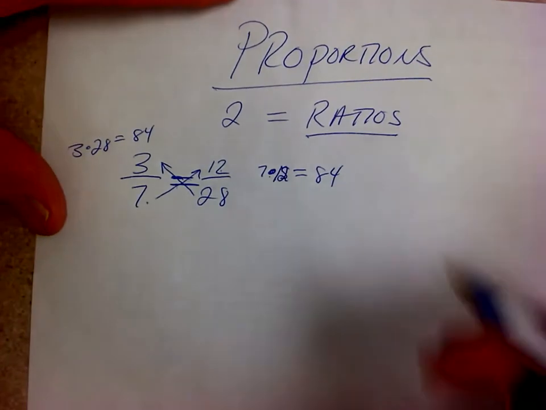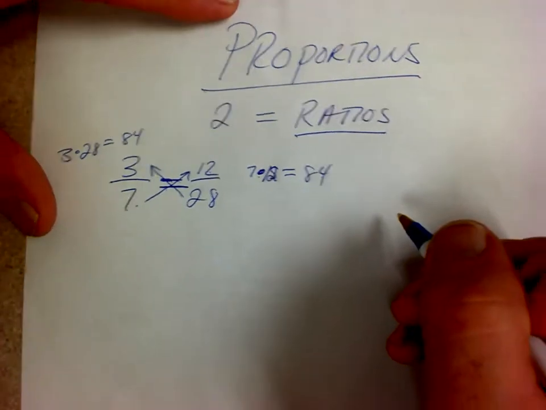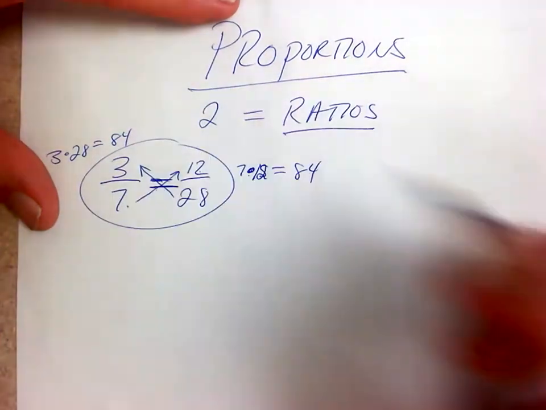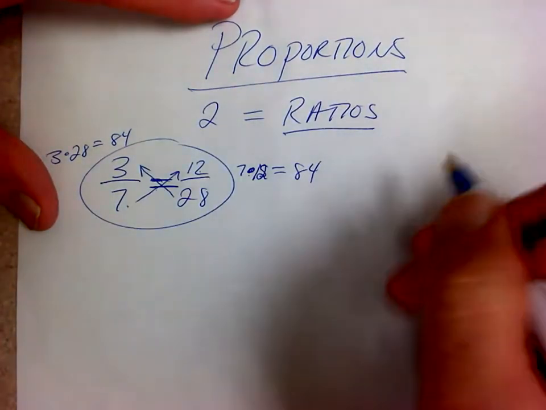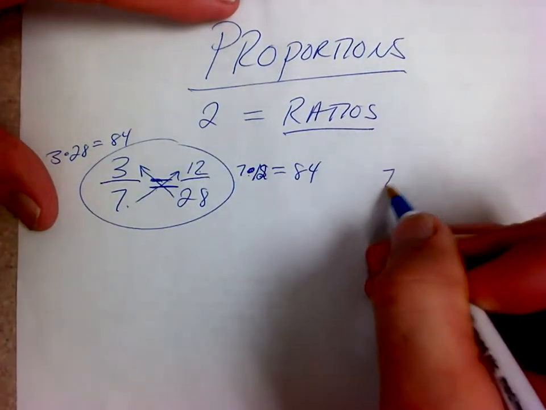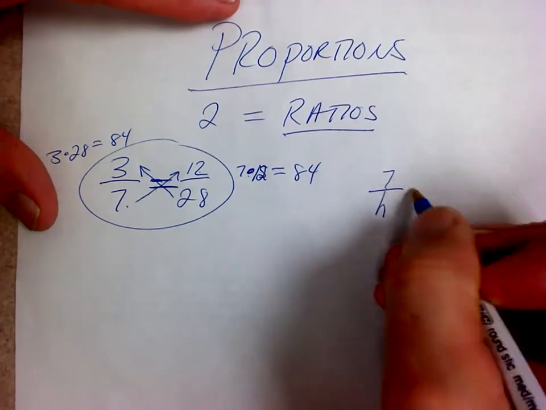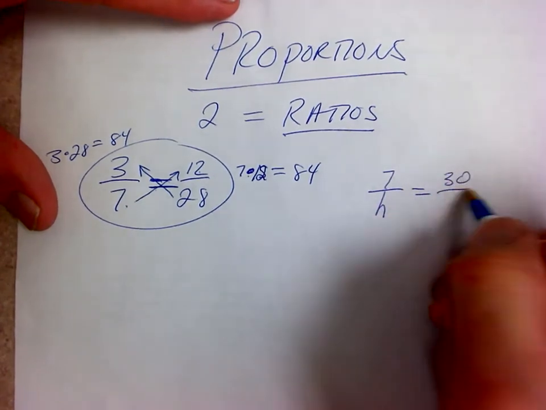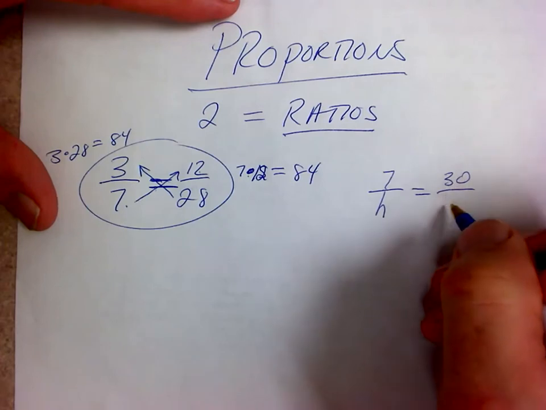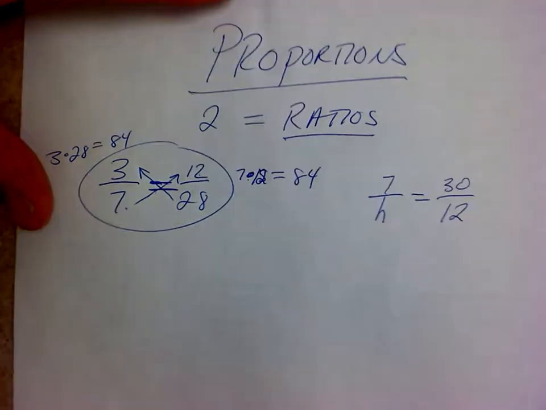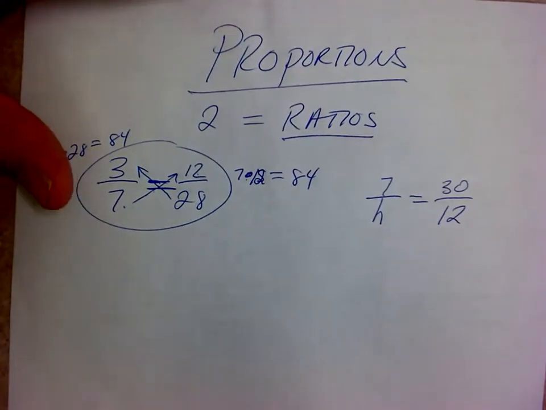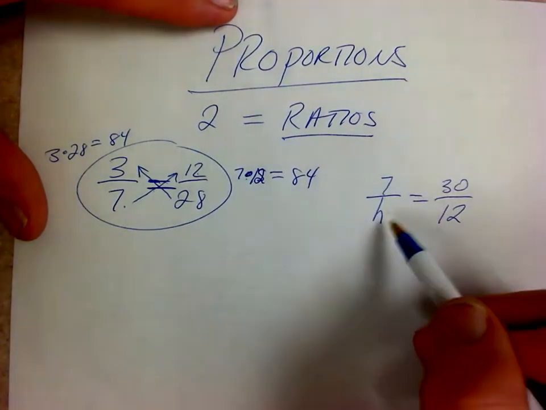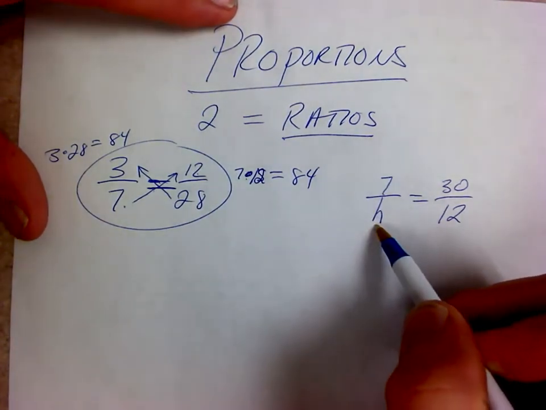Now, the catch is though, just like we talked about in class today, you're not always going to be given all four values. We're usually going to leave one out. So for example, if we're given this proportion here, we have an unknown, and anytime we have an unknown, your job's to figure it out.